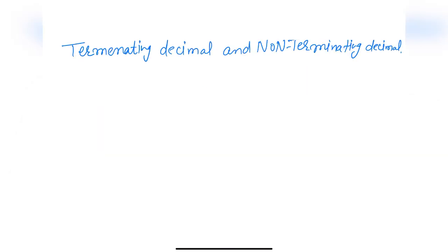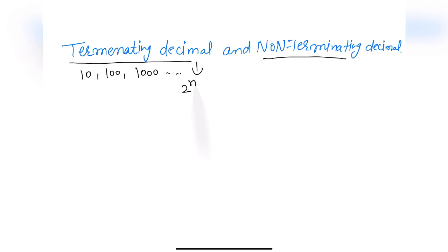Our next topic is terminating decimal and non-terminating decimal. Terminating decimal is one in which the denominator is of the form 10, 100, 1000 and so on. Non-terminating is where the decimal does not terminate. For terminating, the denominator should be in the form of 2 raised to power n into 5 raised to power m.